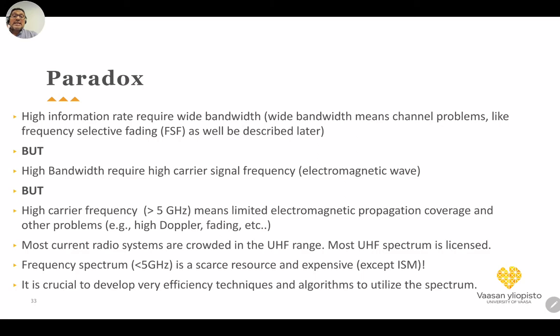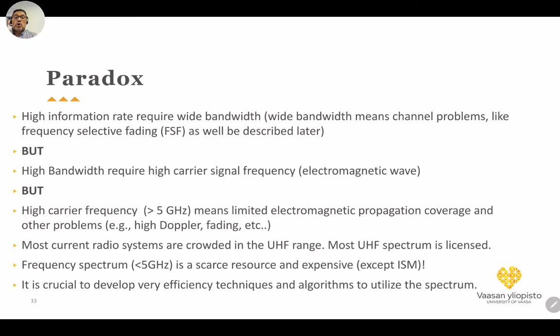But to get wider bandwidth, we will need a high carrier signal frequency. In the previous slides, we said that the carrier frequency can usually be 20 or 30 times more than the bandwidth. So a very wide bandwidth will need a very high carrier frequency. And with a very high carrier frequency, for example more than 5 gigahertz, we will have limitation in the propagation coverage. We will have other problems like high Doppler frequency fading, as we will see later.